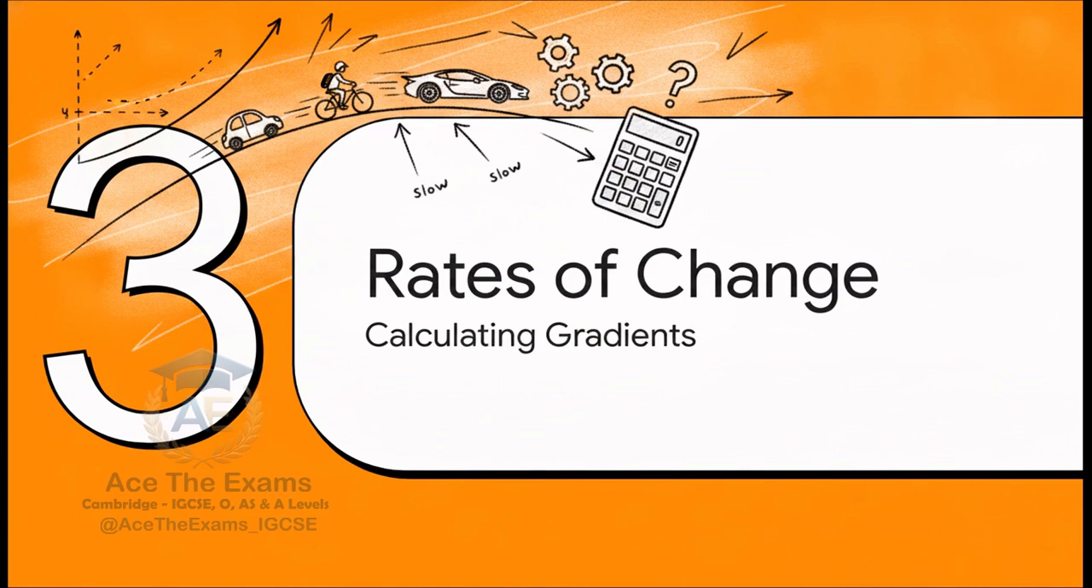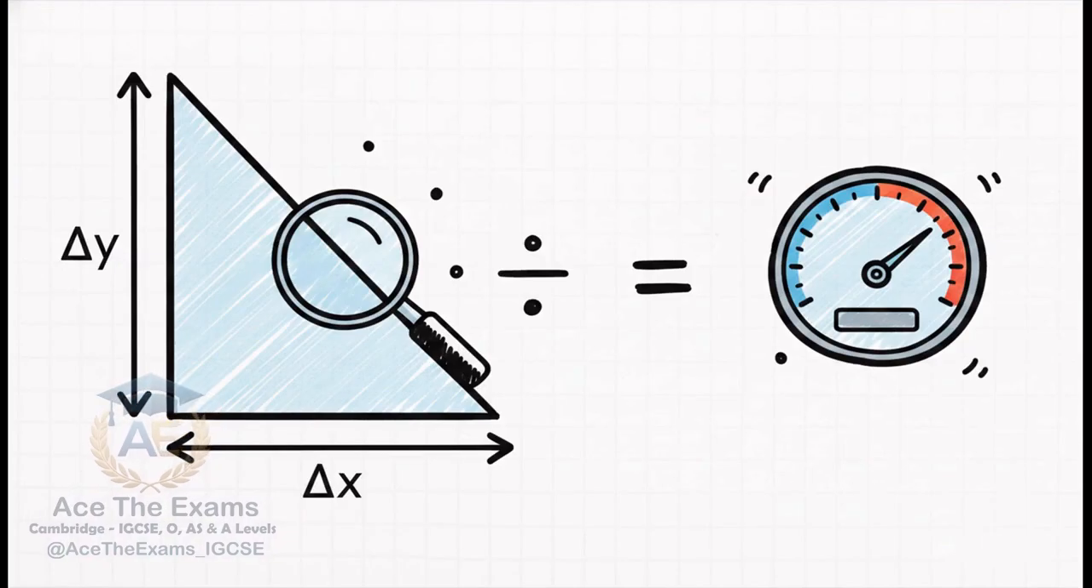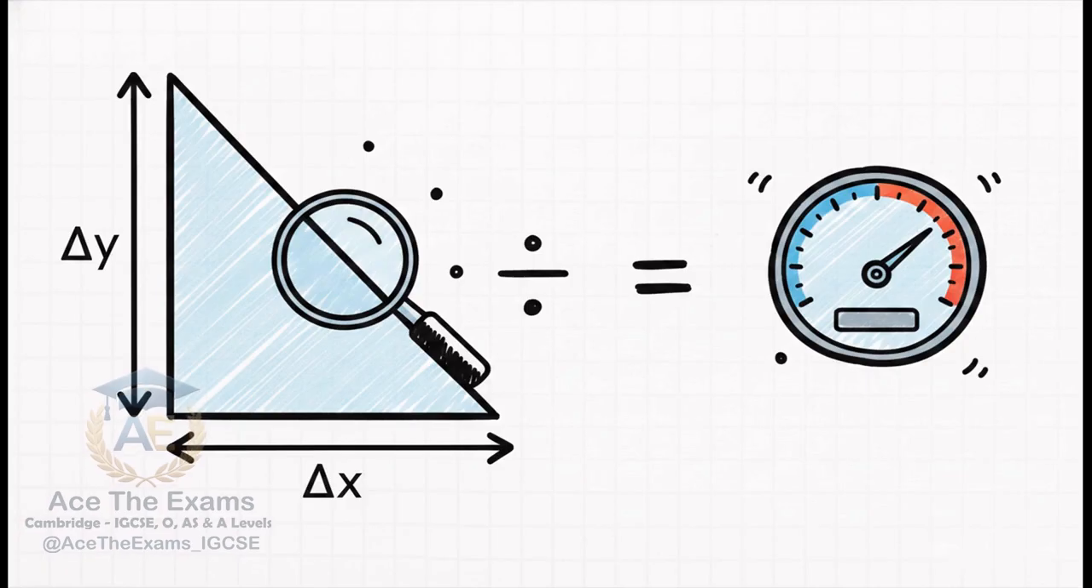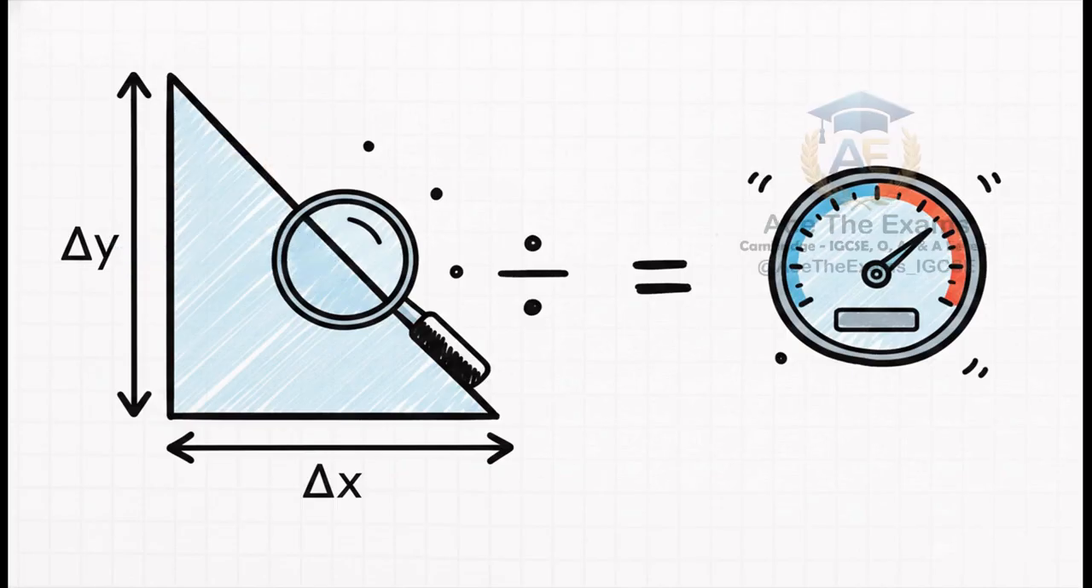Section 3, Rates of Change, Calculating Gradients. This brings us to what I like to call the rule of tool. This simple formula is our specific mathematical tool to extract the exact speed of an object directly from the graph. Gradient equals the change in distance divided by the change in time. If a line goes up 15 meters vertically and across 20 seconds horizontally, you literally just divide 15 by 20 to get 0.75 meters per second. In a distance-time graph, the gradient is the speed.